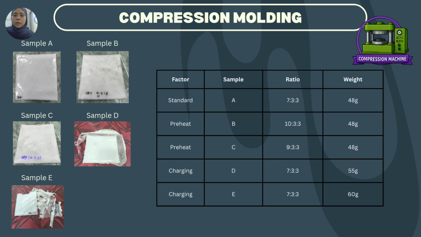Then for factor of charging, which is sample D and E, it has a same ratio which is 733, but a different weight, which is 55 grams for sample D and 60 grams for sample E.